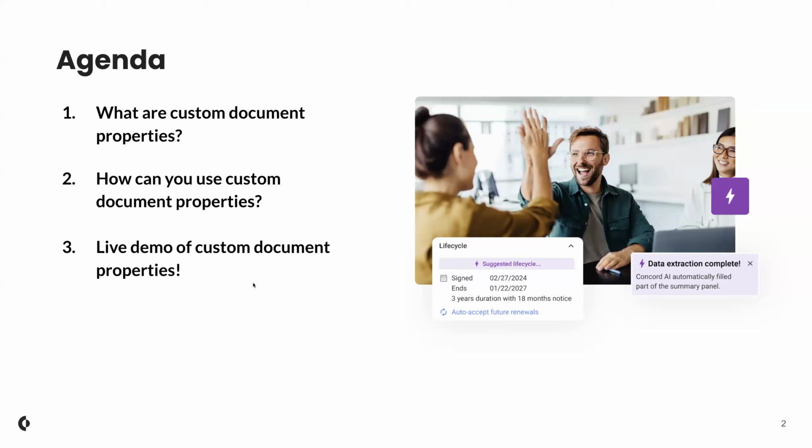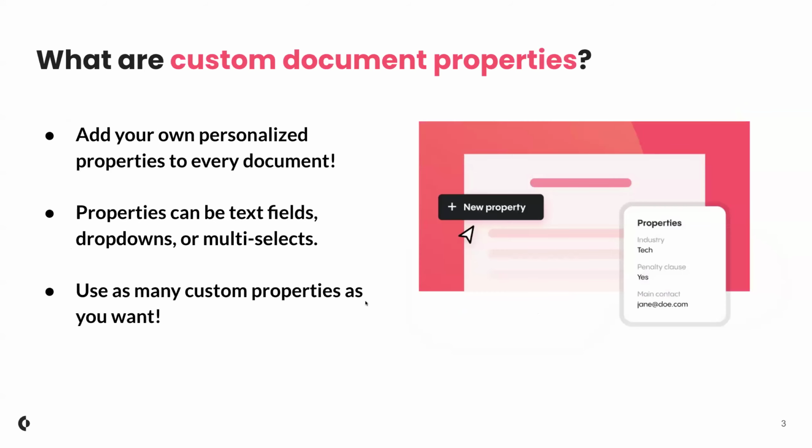All righty. Let me move on, and we're going to talk about what custom document properties are. Basically, the idea is this: you can add your own personalized properties to every document. Admins are currently the only people that can create custom document properties. There's really anything that you want to keep track of, any sort of data that you want to keep track of, you can add to your documents.